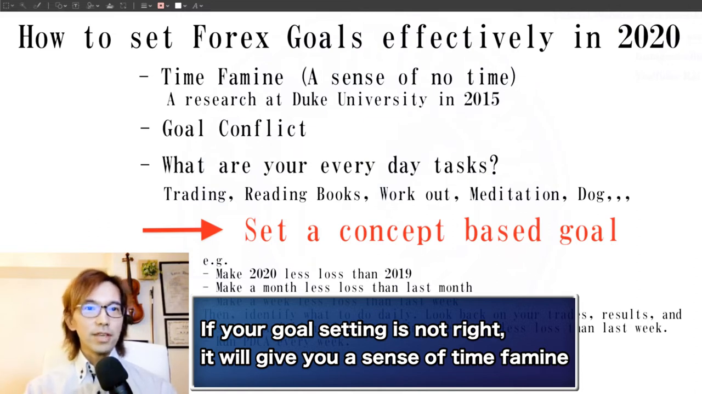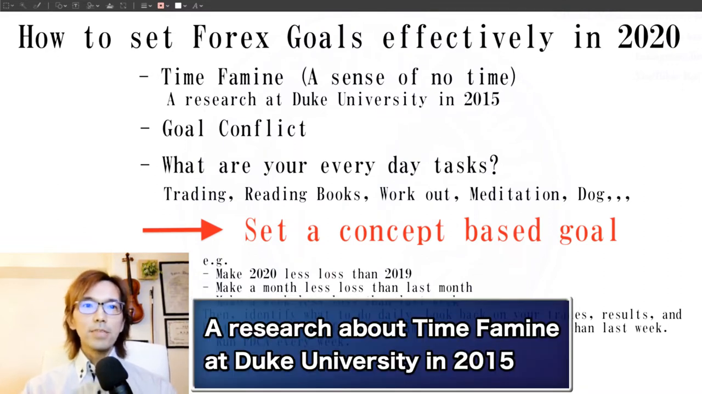So today I will tell you how to set an achievable goal and also how to prevent the feeling that time flies. I will tell you how you can avoid that. I think it's a good timing to talk about this topic at the beginning of the year. And if you are still thinking about a goal for this year 2020, after the talk today, I want you to look back at it and correct it if necessary.